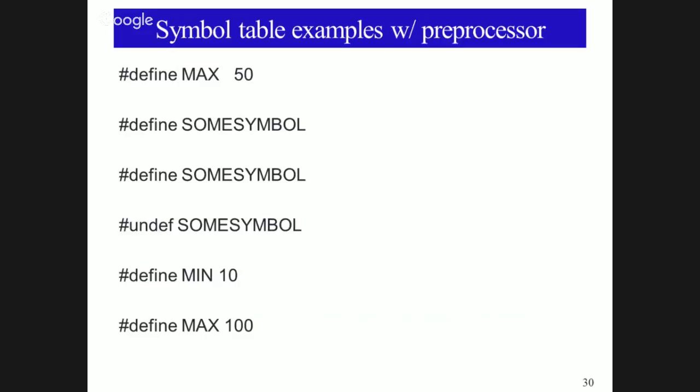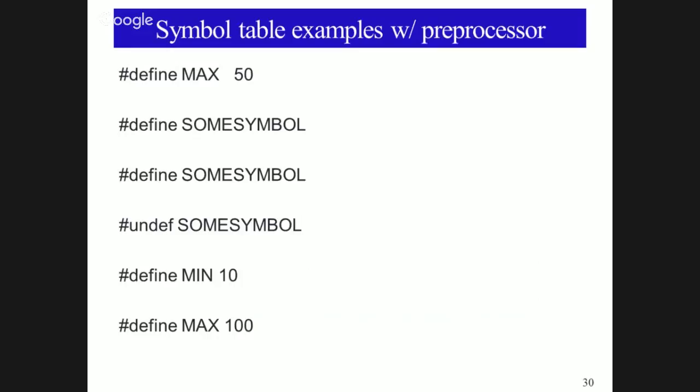Pound define min gets an entry in there. If you pound define max to be 100, max is already in there. Just yank out the value 50 and put in 100. With pound define, you only have one symbol. It doesn't matter how many times you defined it, it only goes into the symbol table once.